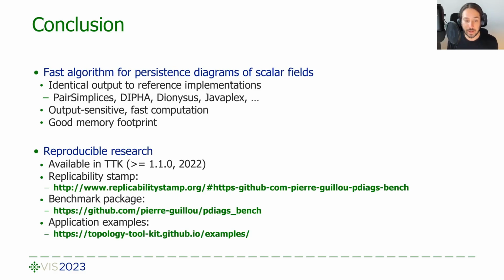The benchmark package is available at this address. And the TTK online example database now includes the application examples I showed you regarding the extraction of persistence cycles, so it should be easy for you to experiment with this application on your data.